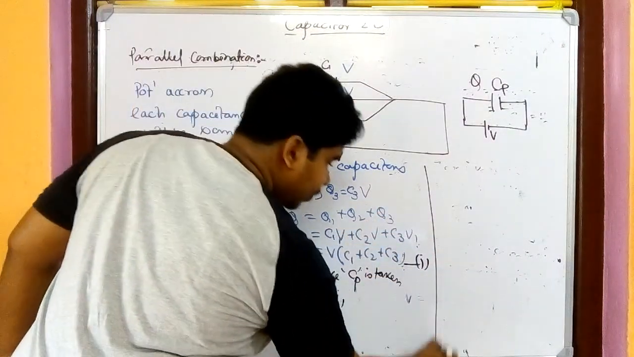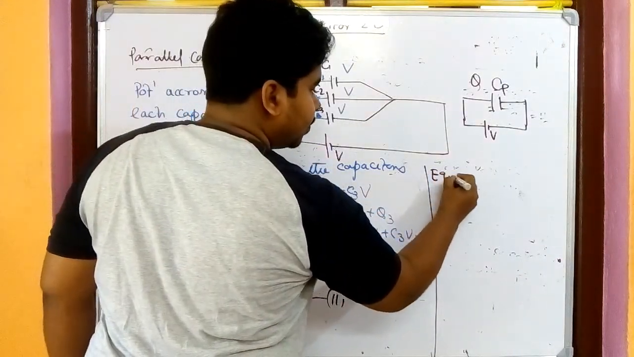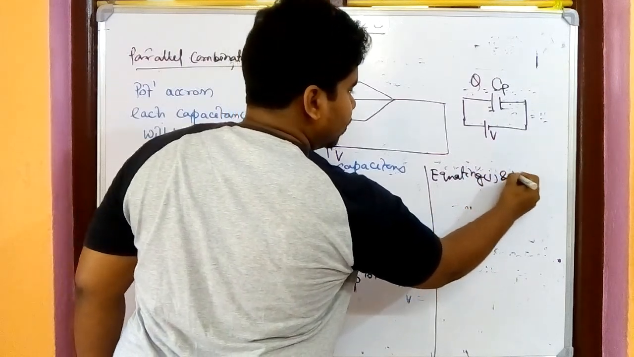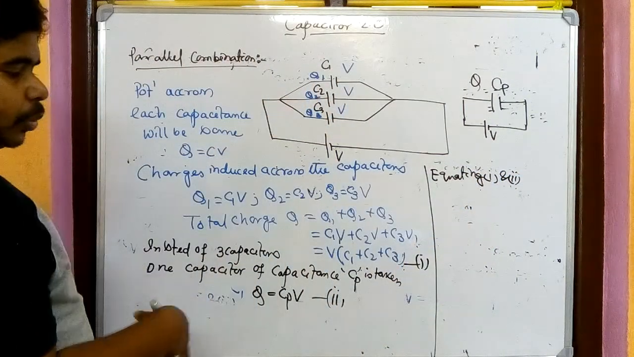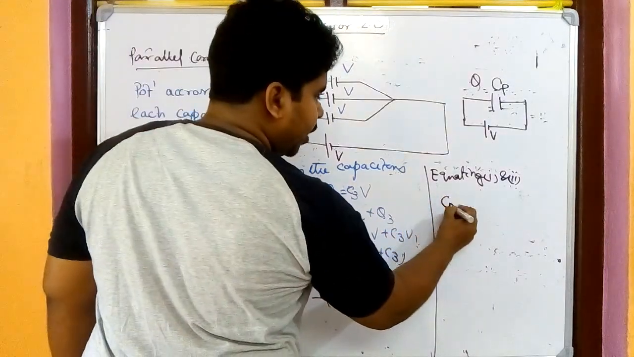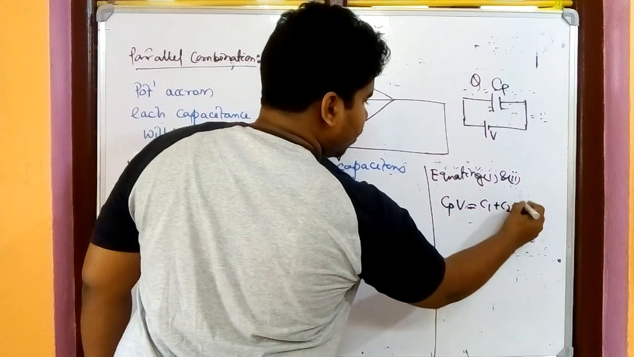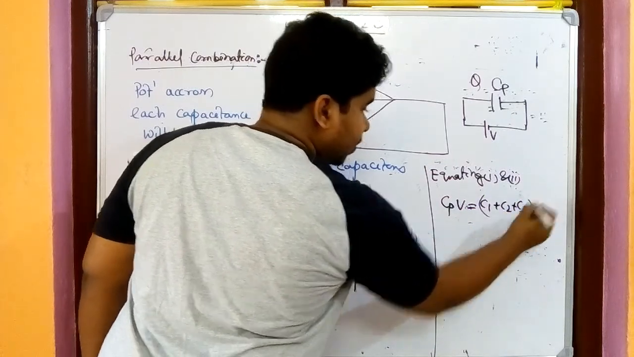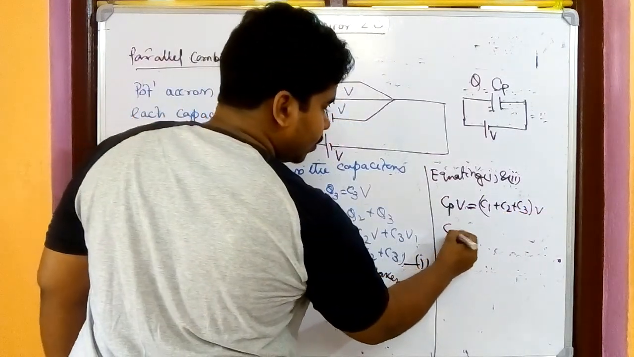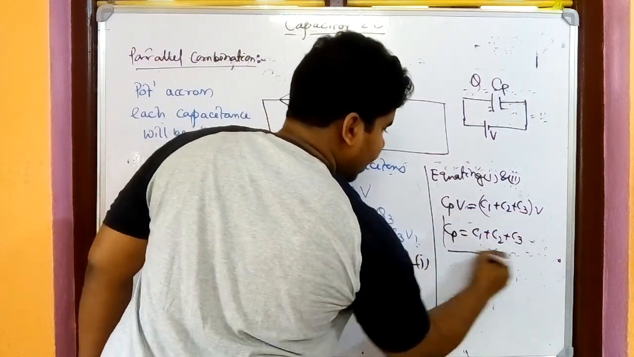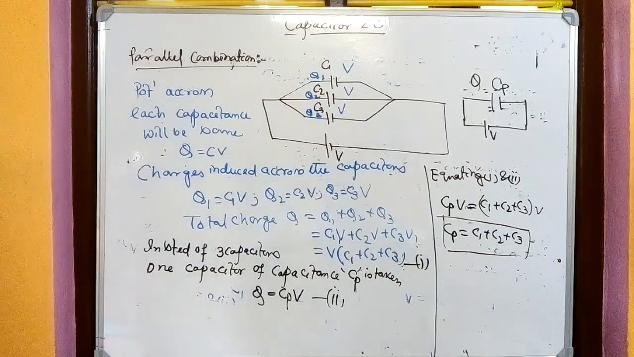So, equating 1 and 2, we will get Cp into V equals C1 plus C2 plus C3 into V, and Cp equals C1 plus C2 plus C3. Exactly the same as the combination of resistances when connected in series.